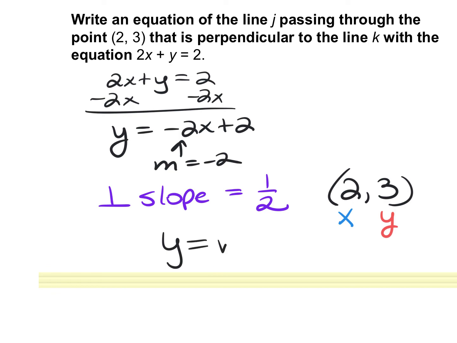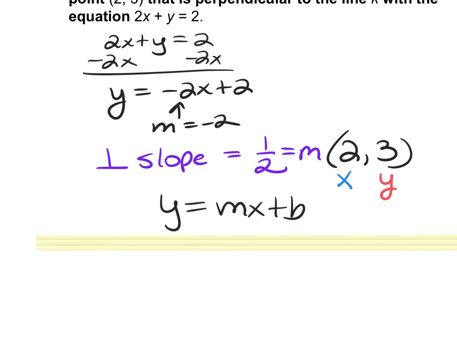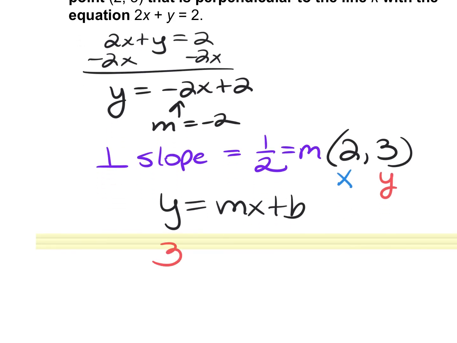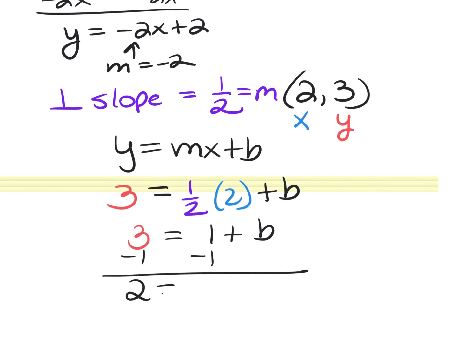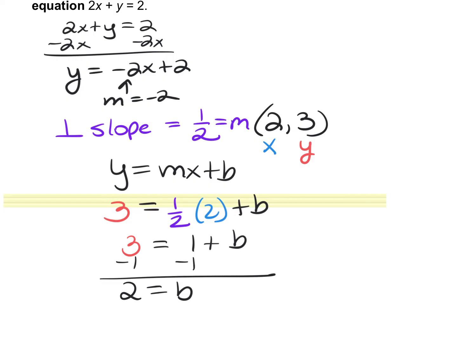Y equals mx plus b. Again, remember, this is your m. So I'm going to put in 3 for the y, 1/2 for the slope, 2 for the x, and I don't know the b. I'm going to multiply, and I get 1 plus b, move the 1, and my y-intercept, or my b, of the equation that's perpendicular going through the ordered pair 2, 3 is going to be the +2.